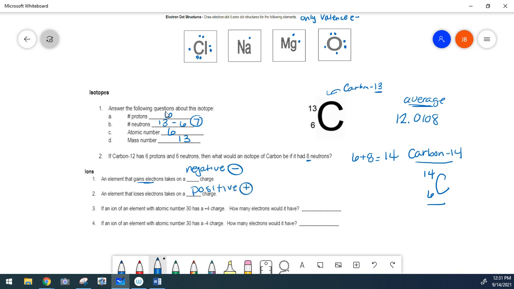If an ion of an element with an atomic number 30 has a +4 charge, how many electrons would it have? It'd be 30 minus 4, so it would be 26. If an ion of an element with atomic number 30 has a -4 charge, what would it be? 30 plus 4, so that one's going to be 34. All right, how are we doing, guys?